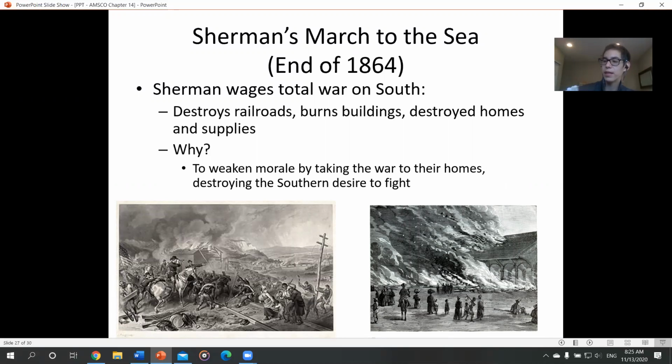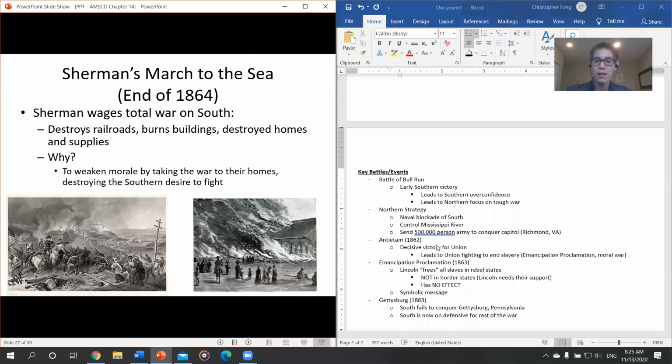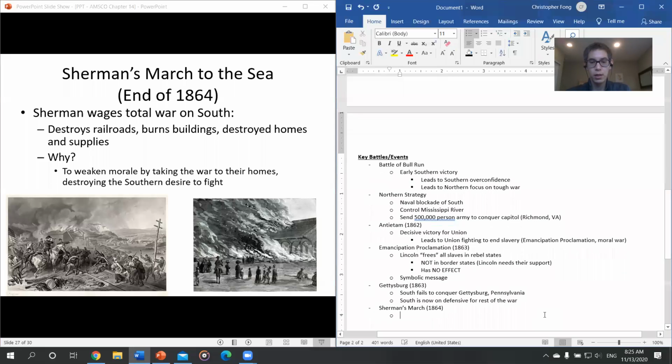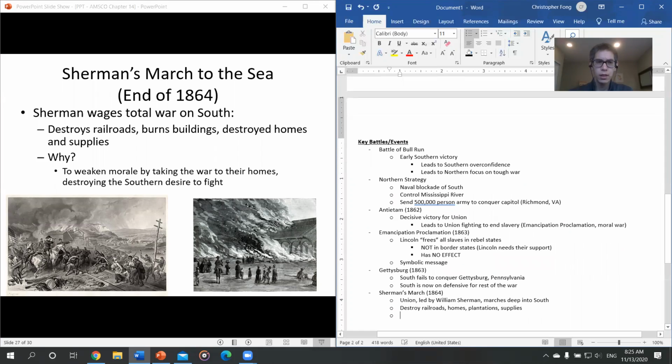I've got my history on this day calendar. Y'all probably can't see it very well, but on this day, well, technically yesterday, was when Sherman began his march to the South in 1864. So again, this is known as Sherman's March. The Union, led by William Sherman, marches deep into the South, and they destroy railroads, homes, plantations, supplies as they go, really burning everything to the ground. The goal here was to destroy Southern morale, to make them have no more will to fight anymore.